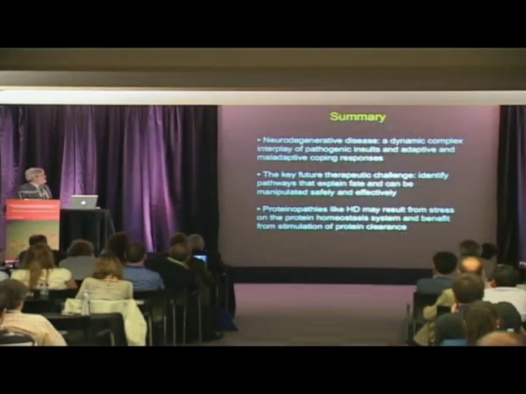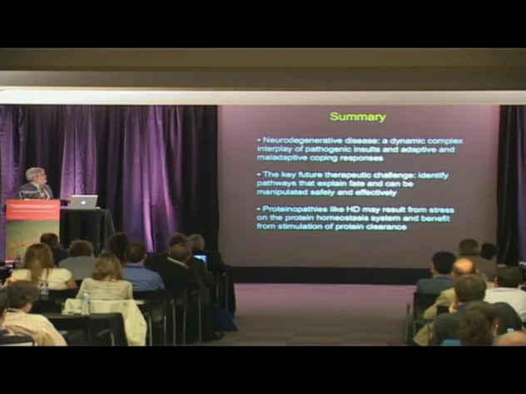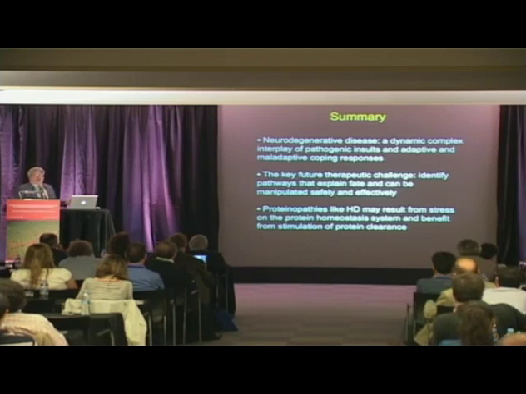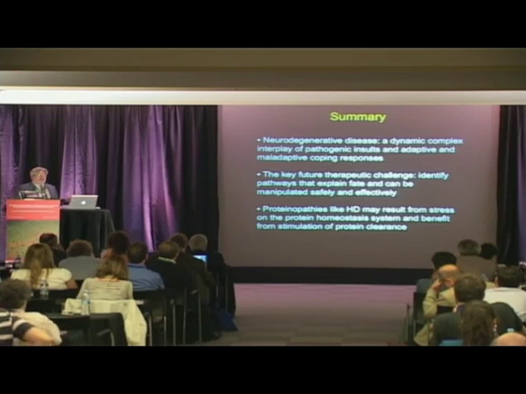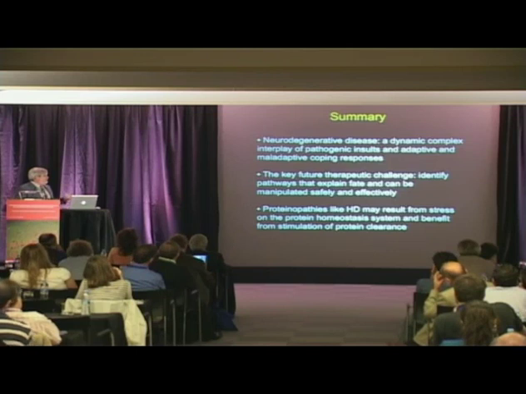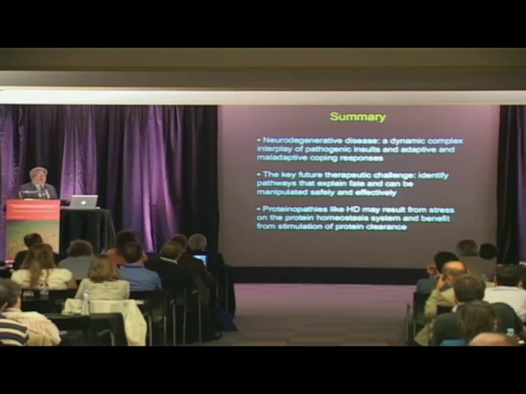So just to summarize, I think neurodegenerative disease is a dynamic, complex interplay of pathogenic insults and adaptive and maladaptive coping responses. So a key future therapeutic challenge is going to be to identify pathways that explain fate and that can be manipulated safely and effectively. And our data would suggest that proteinopathies like Huntington's disease may in part result from stress on the protein homeostasis system and therefore benefit from stimulation of protein clearance.